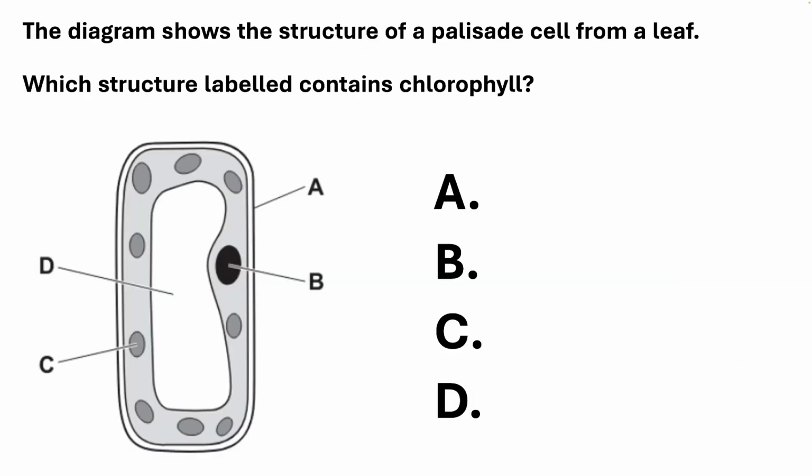Try this. The diagram shows the structure of a palisade cell from a leaf. Which structure labeled contains chlorophyll? Now looking at the diagram, decide if it's A, B, C, or D. And the answer here is C, because C is a chloroplast, and chloroplasts contain chlorophyll.